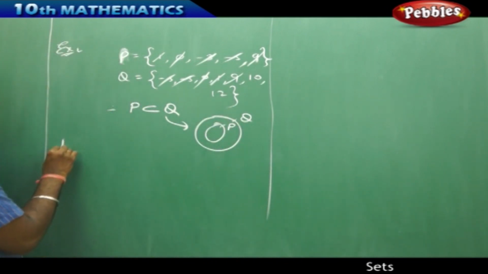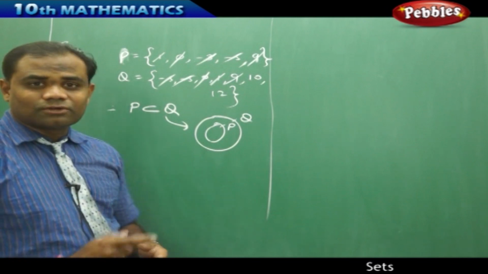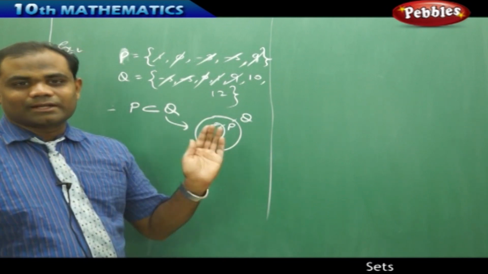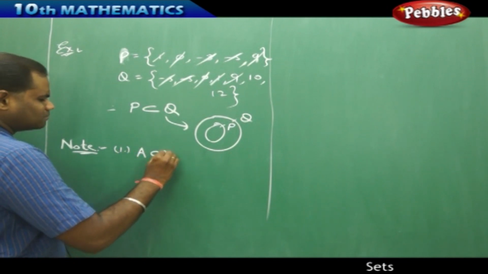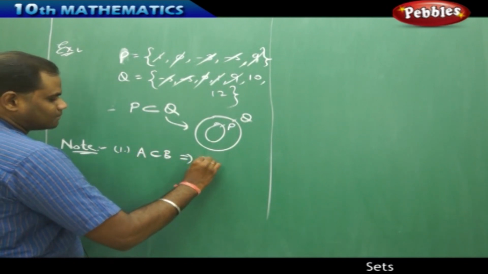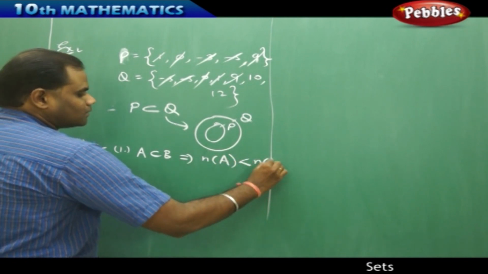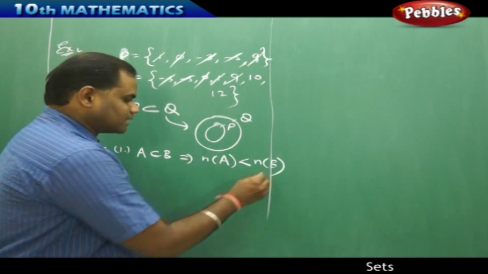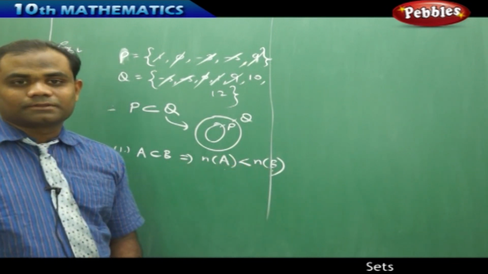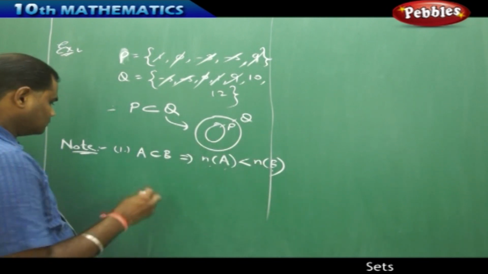Now, one thing we need to note here, the learning outcome I make out in the subset is that if A is a subset of B, then A is the smaller set and B is the bigger set. So A subset B implies the number of elements in A is less than the number of elements in B, because this forms the bigger set and this forms the smaller set. The cardinal number of A is less than the cardinal number of B.